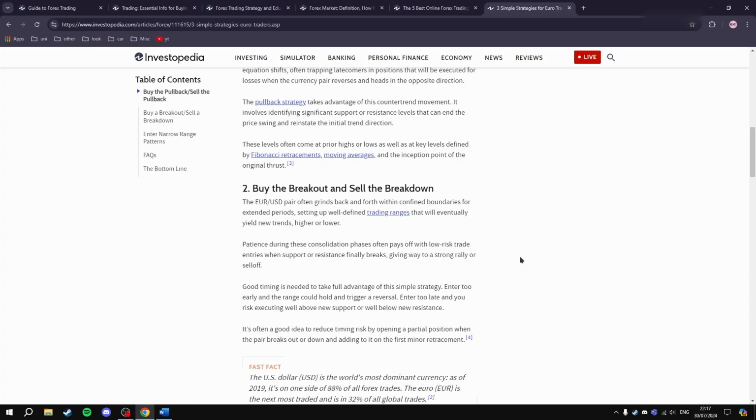The pullback strategy takes advantage of this counter-trend movement. It involves identifying significant support or resistance levels that can end the price swing and reinstate the initial trend direction.